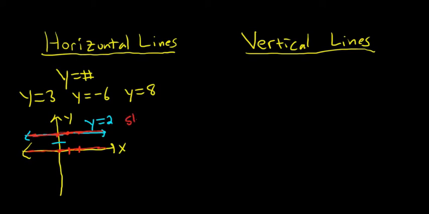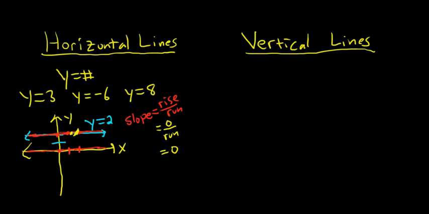For fun, let's talk about the slope. Slope is rise over run. Well, if you try to rise here, there is no rise. You can't go up or down, so you're stuck. So the rise is 0, so you get 0 over run, so you just get 0. So horizontal lines have a slope of 0.